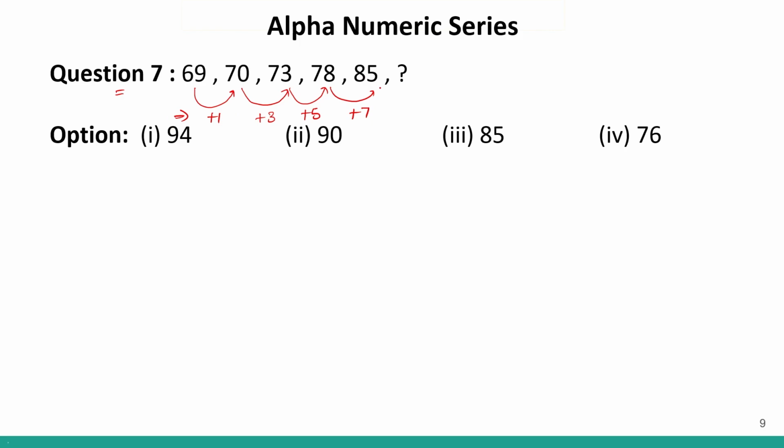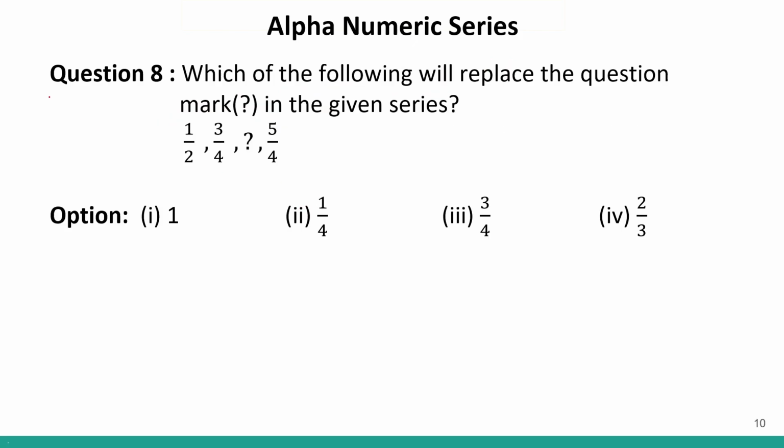Next odd number will be 9. If I add 9 into 85, I will get 94. So 94 will be my answer, which is given in option number 1. Option number 1 will be the correct answer to this question. Clear? Question number 8. Which of the following will replace the question mark in the given series?